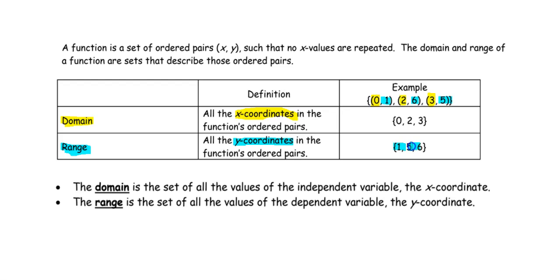1, 5, and 6. Those are going to be my ranges. Those are my outputs. Those are my y values. And then if we look down here, this statement kind of sums it up.